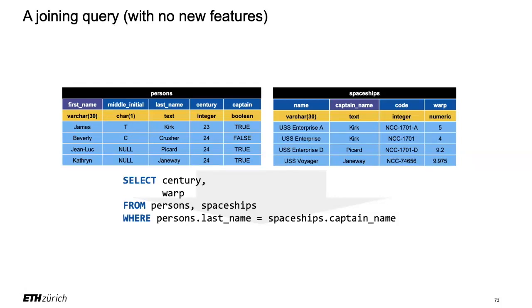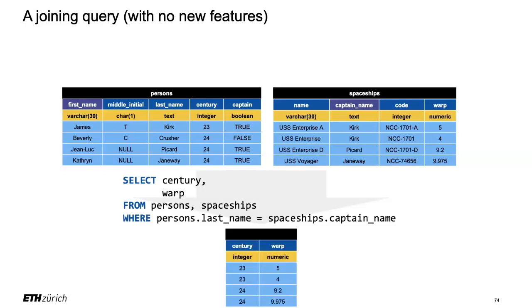Well, first I have good news. We can already do it without introducing anything new, just with select from where. So how can it be? Well, the trick is that in my from clause, I put the two tables: select from person, spaceships, all of them, and then I specify the predicate of my theta join in the where clause.